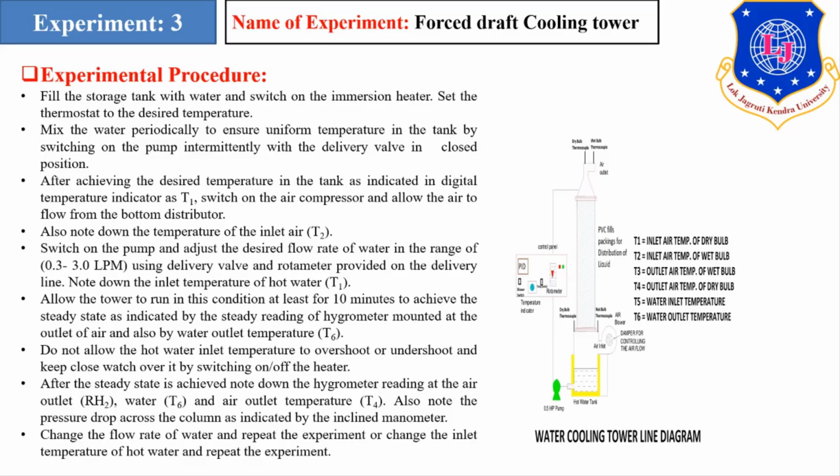Here we are not required to allow the hot water inlet temperature to overshoot or undershoot, and also we have to keep an eye on the heater so that we can switch it on or off at that time. After achieving the steady state, we have to note down the temperatures of both water and air at the outlet. Then we can change the flow rate of the water, or change the inlet temperature of the hot water, and repeat this entire experiment. Now let us switch to the working of this experiment.